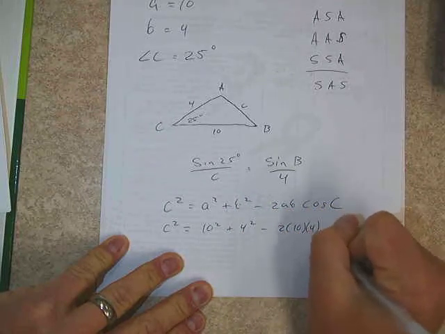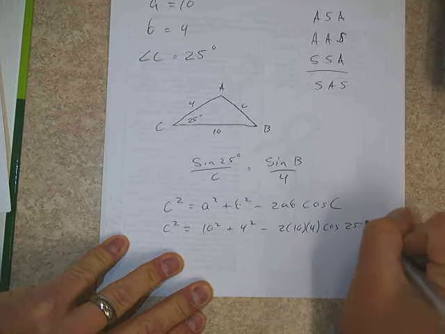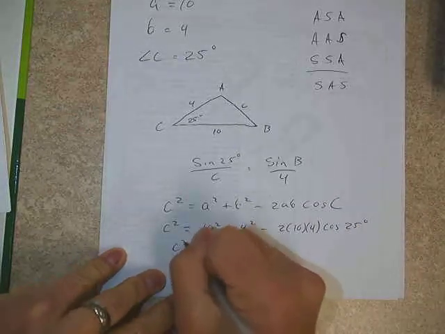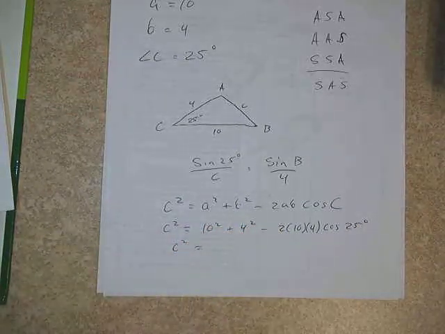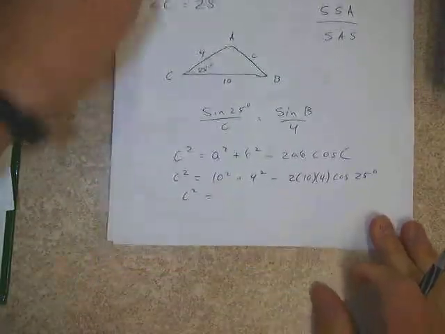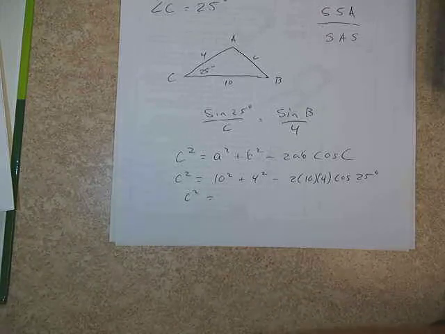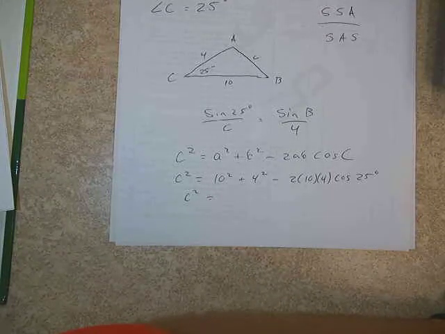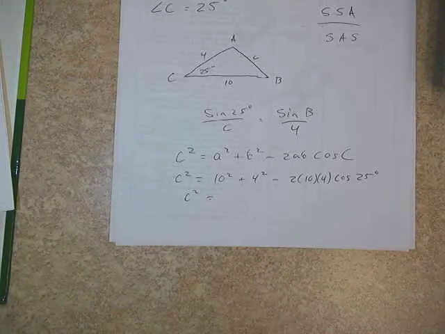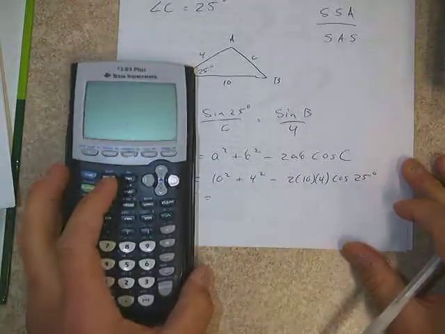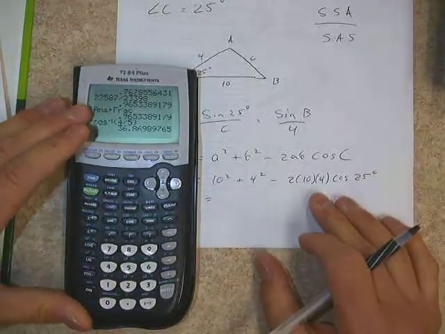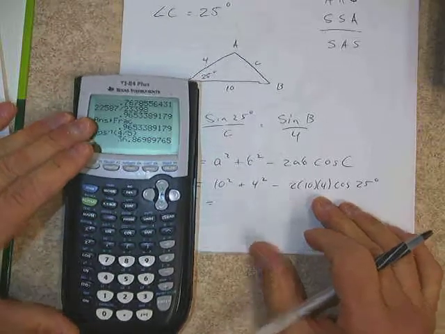Side B is across from angle B, so it should be 4 squared minus 2 times 10 times 4 times the cosine of 25 degrees. Okay. Right. And at that point, it's just a computation problem because on the right side it's just a number. So if we compute all that and then take the square root, then we'll have our answer for C. So let's go ahead and do that.